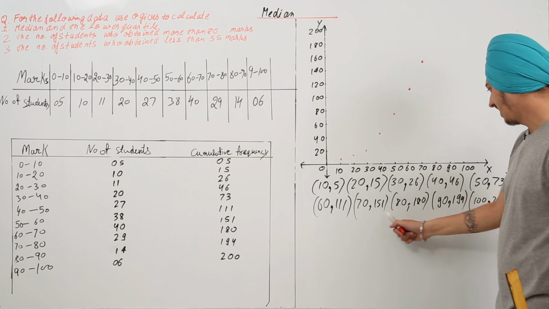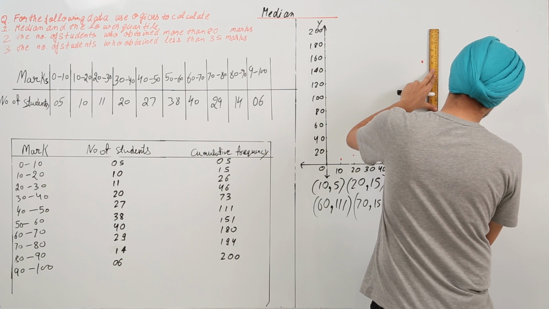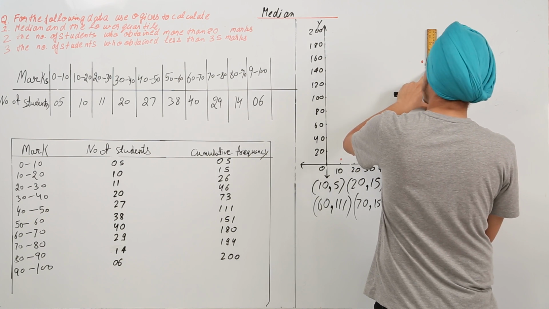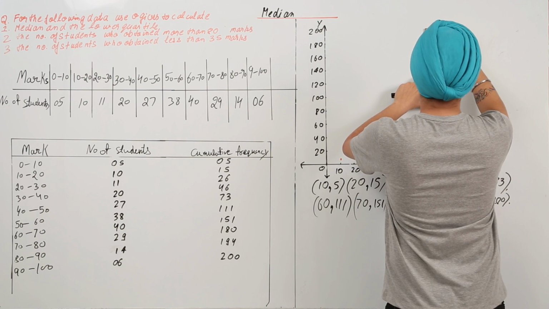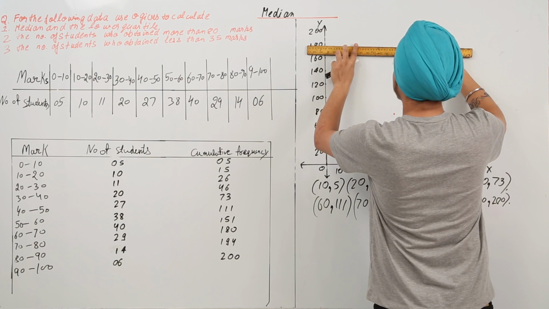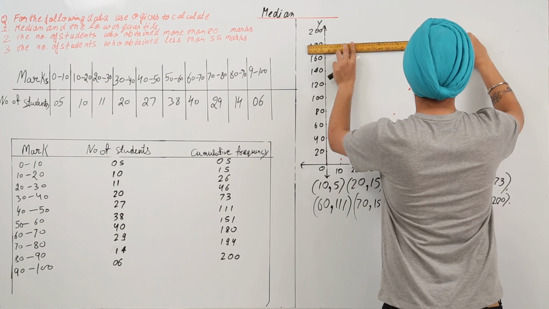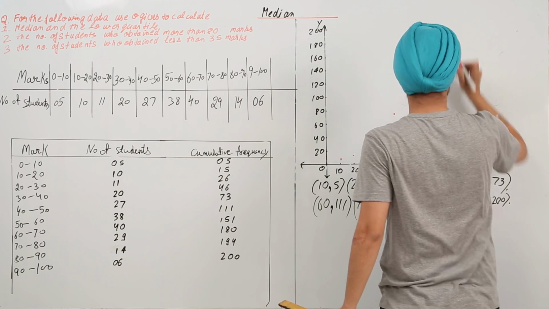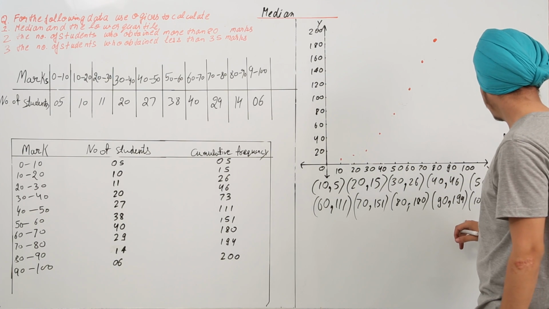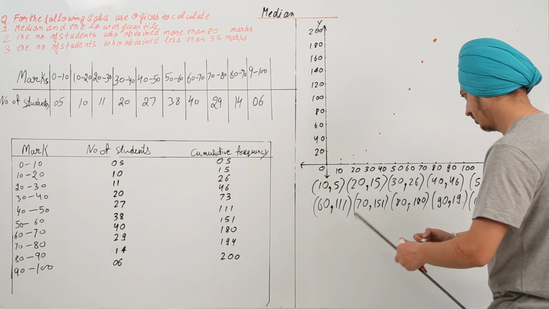So the next point we have is 80 comma 180. Okay. So I'm drawing the line for 80 first, and for 180 it is this. So the point is this, 80 comma 180. Then 90 comma 194. This is 194. Okay.